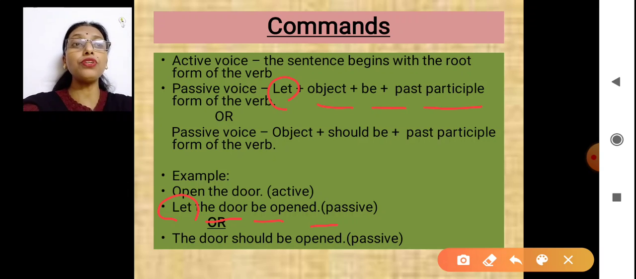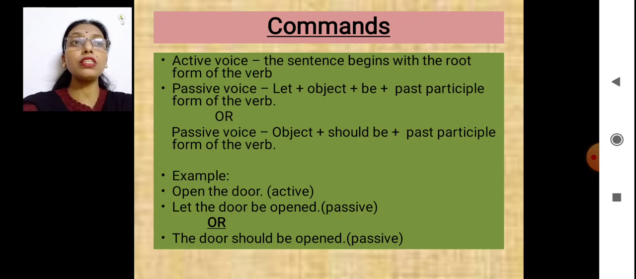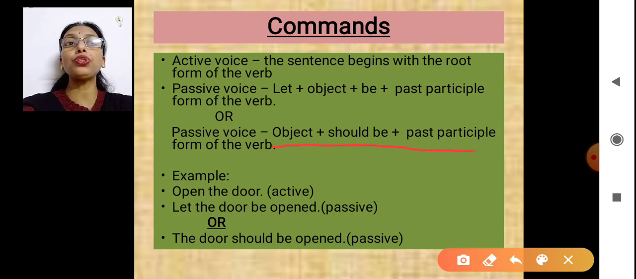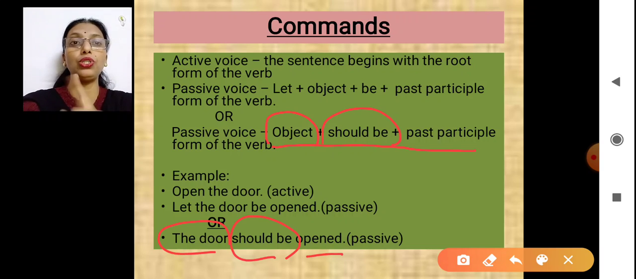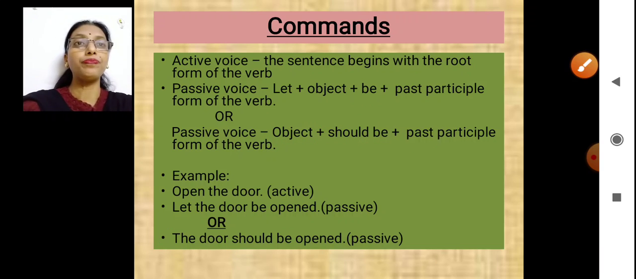Now there is another way of conversion. Let's see the second way. Object plus should be. When the object is at the first position, we will add should be to it. Like the door should be, past participle form, opened. The door should be opened.